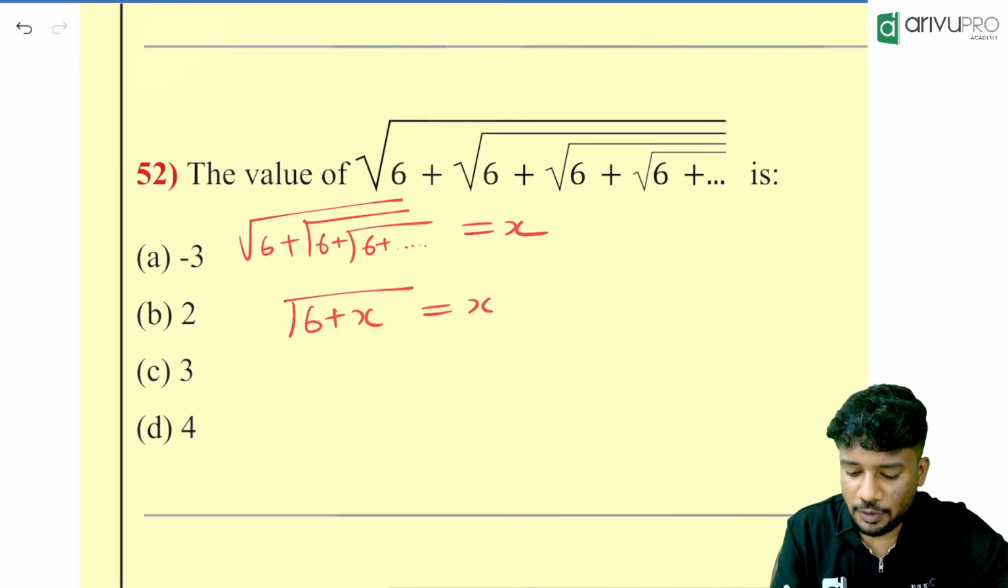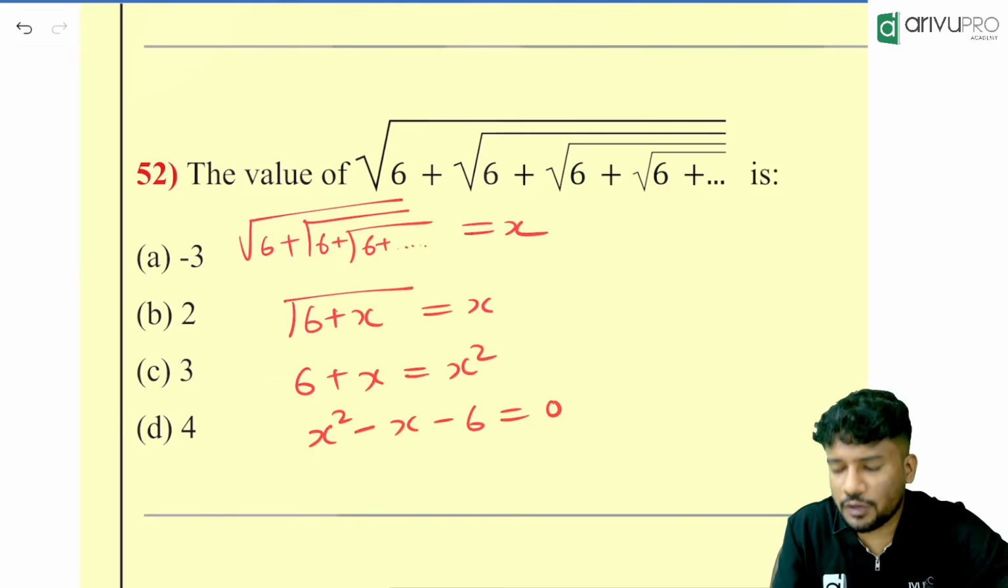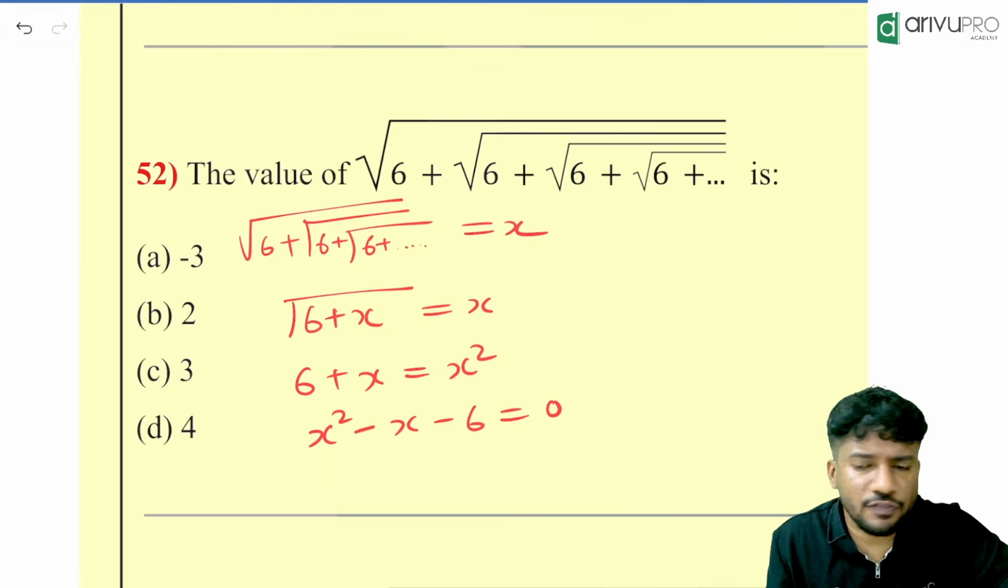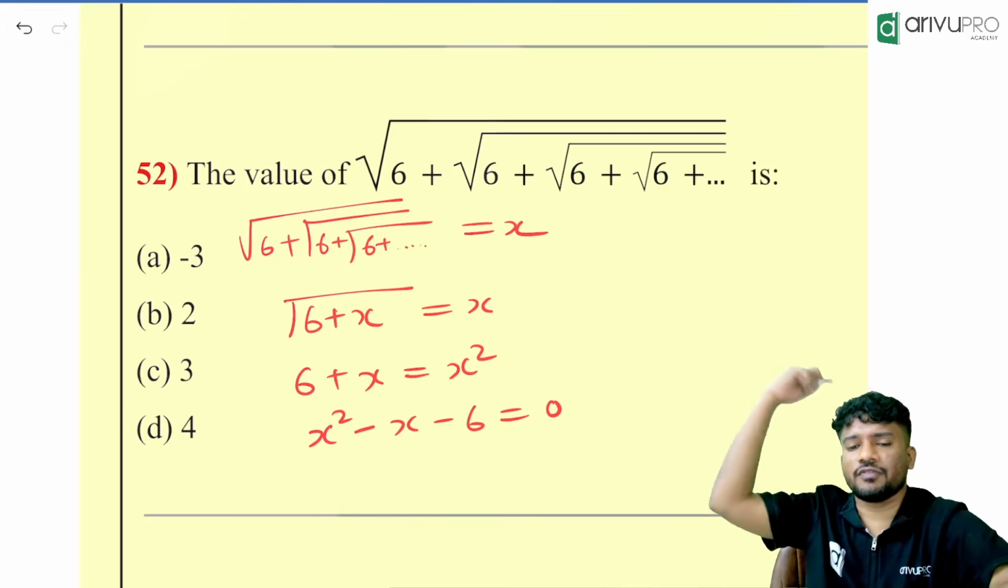Square both sides. It will become 6 plus X is equal to X square. From this I will write X square minus X minus 6 is equal to 0. Now you can solve and get the value of X. That is the direct way of getting it.